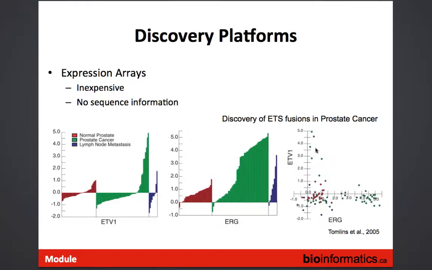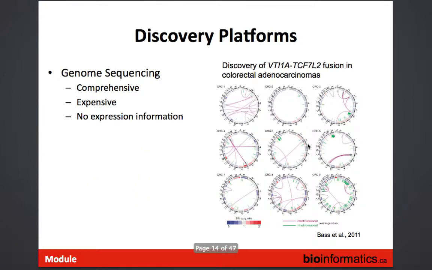And from this analysis, they were able to do some lab work and validate TMPRSS2-ERG in prostate cancer, which occurs in over 50% of those tumors. This technique was only used once to find that fusion, and after that, I don't think it's been applied since then. Genome sequencing is another method.